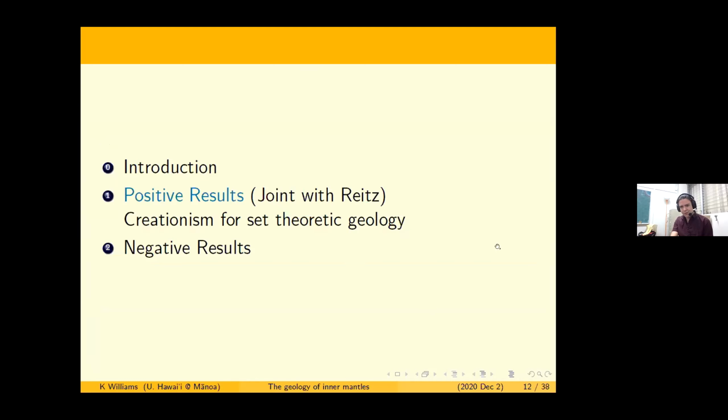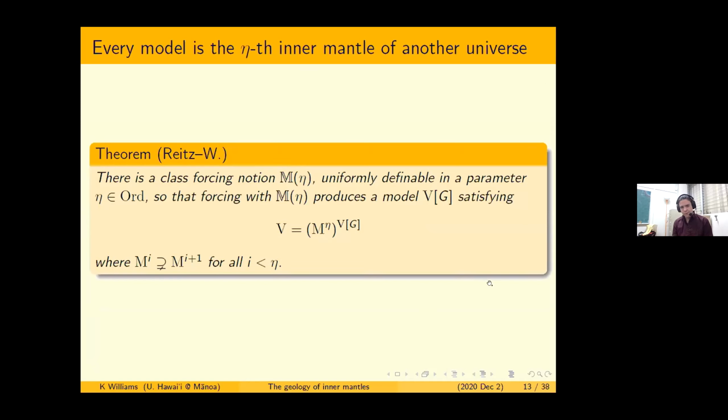Okay, so let's talk about how to build models, or how to build a forcing extension so that the model we started with is the eta-th inner mantle. Here's the theorem I have with Jonas. There's a class forcing notion, let's call it blackboard bold M of eta, M for mantle, and it's uniformly definable with parameter eta. Forcing with this makes the ground model the eta-th inner mantle of the extension, and this happens in a non-trivial way. Before eta, all of these inner mantles are different. So let's take the next several slides to talk about why this is true.